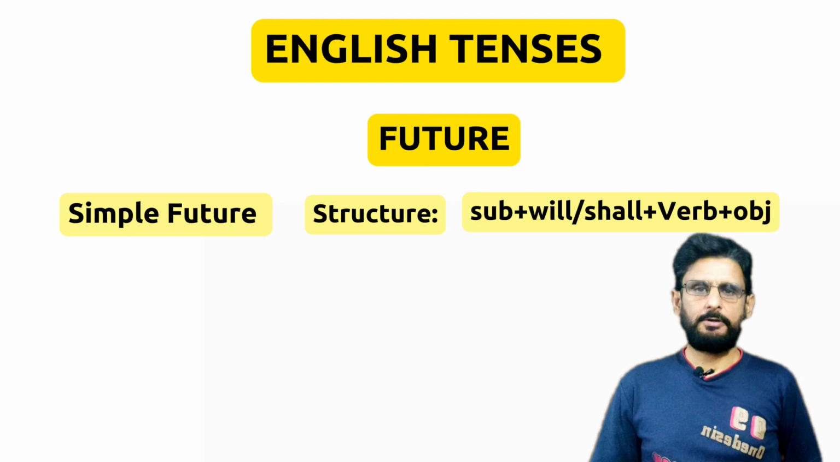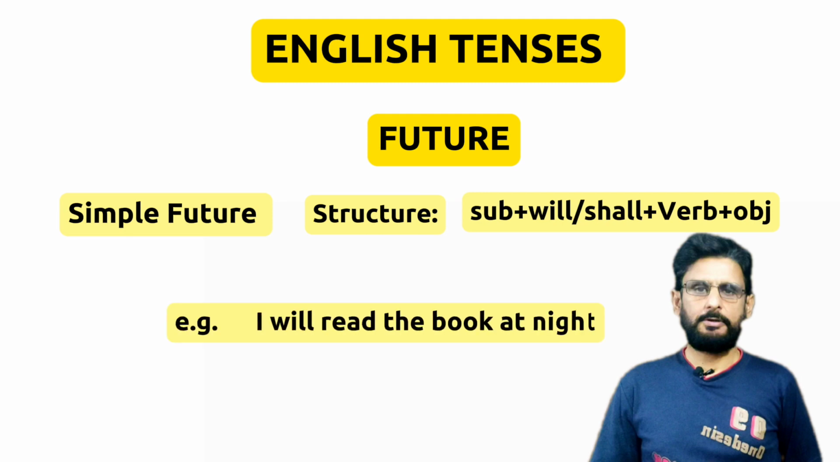I will read the book at night. Right? I will read the book at night. So this is an example of this simple future tense. It has all the basic ingredients of the structure of it. I is the subject, will is the helping verb, which is always there in future simple tense, and then read the book is the object, then at night is adverbial. So it has basic ingredients of simple future tense.